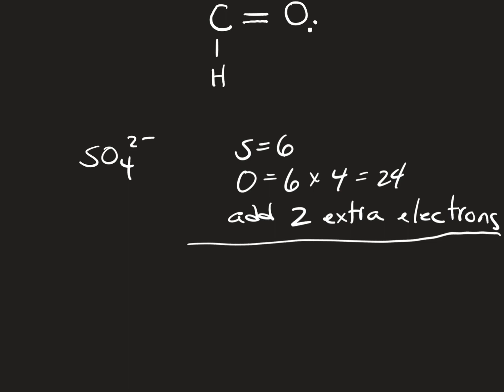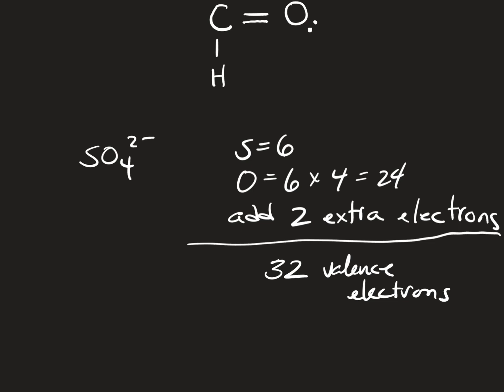So what we've done here is we've tallied up our valence electrons. I have 6 for the sulfur. I have 4 oxygens, and each oxygen has 6 valence electrons, so that's 24 altogether. And I'm adding 2 extra here. This is going to give me a total number of valence electrons of 32. That's 32 electrons in our bank. And now we're going to spend some electrons putting these bonds together.